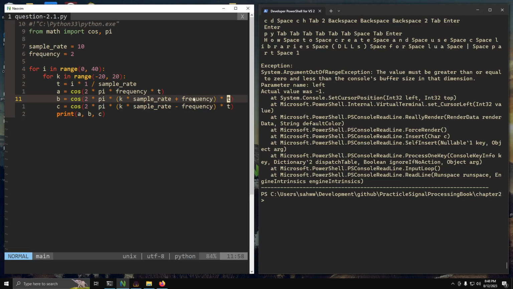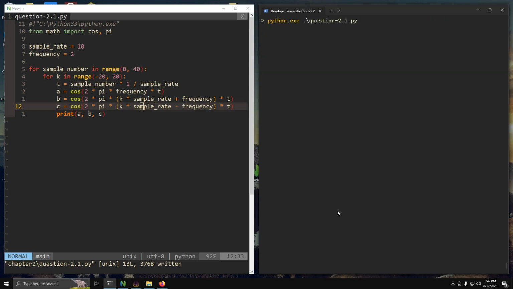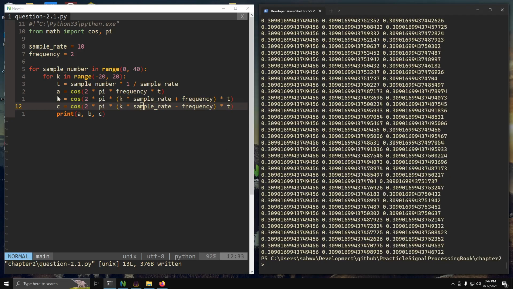And t is time, so t is the sample number times 1 divided by the sample rate. So I'll just rename n, the sample number, to i, just to make it a little more clear. This is kind of what aliasing looks like. All these frequencies should spit out the same numbers, all three, A, B, and C.